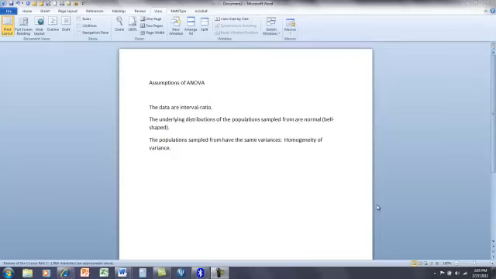Well, this is Dr. Frederick, just with a review of the assumptions of the analysis of variance, which we call the ANOVA. The three basic assumptions.